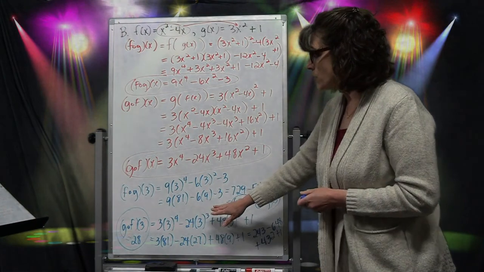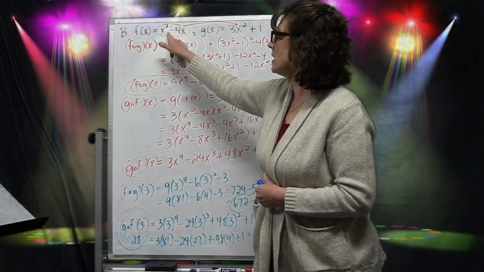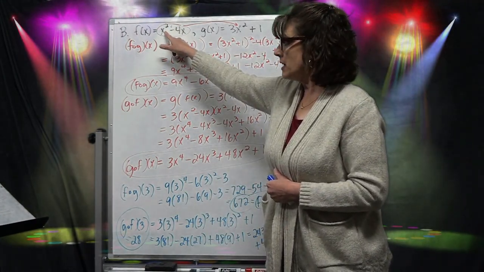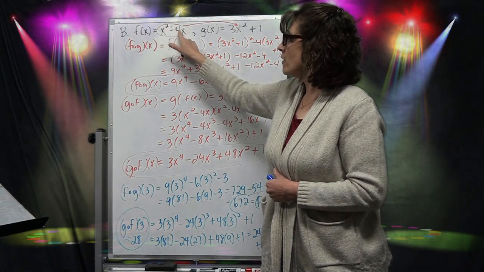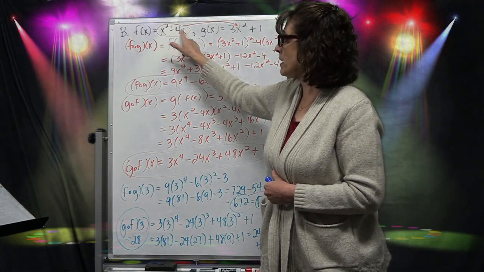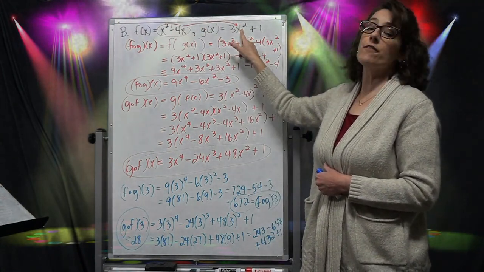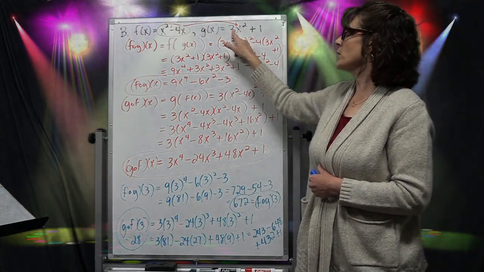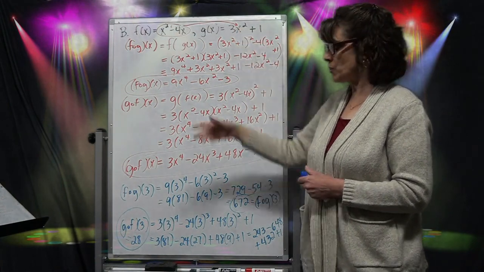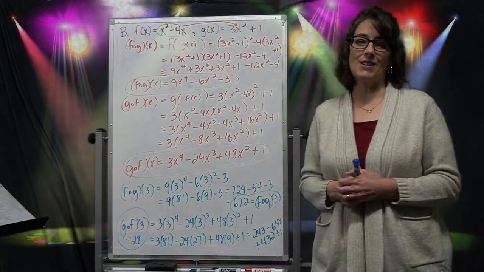And once again, I can go this way, or I can say, well, this means put a 3 in here. Put it in the f first. 3 squared is 9. 4 times 3 is 12. 9 minus 12 is negative 3. Take that negative 3 and put it in here. Negative 3 squared is 9. 3 times 9 is 27. 27 plus 1 is 28, which is a little bit easier than what I did right there.